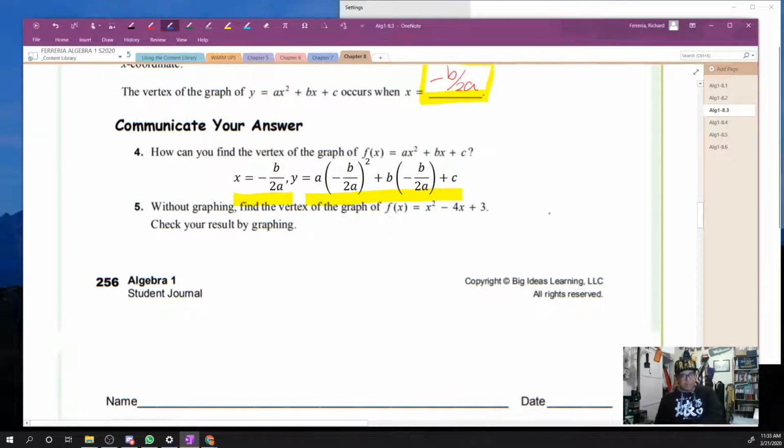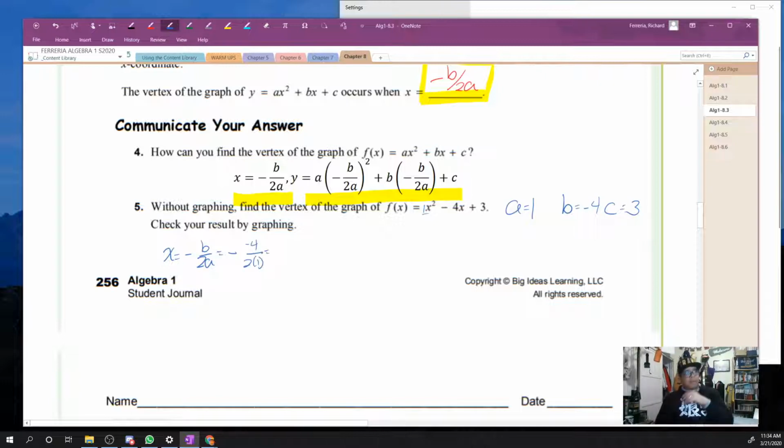Now in class, I usually tell my students to tell me the values of a, b, and c. Tell me what you want, what you really, really want. A is 1. It's invisible, silent. B is negative 4. C is 3. The vertex happens when x equals negative b over 2a, which is negative of negative 4 over 2 times 1.